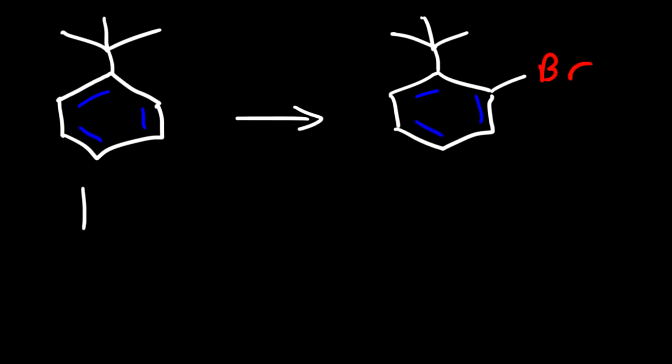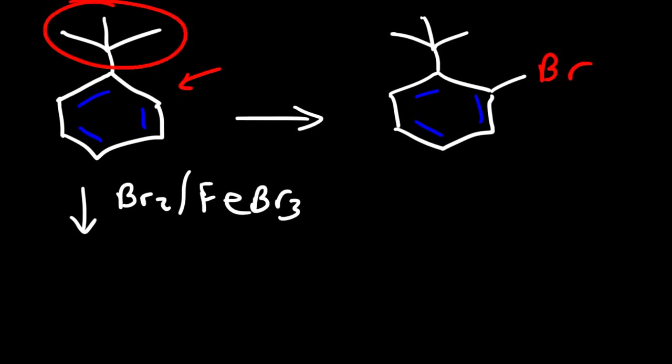Well, you might be thinking to use Br2 and FeBr3. And so that could give us this product. The only issue is we're not going to get it in good yield. The tert-butyl group is an alkyl group, so it's ortho-para directing. However, this position is not as accessible as this position. So the major product will be the para product.